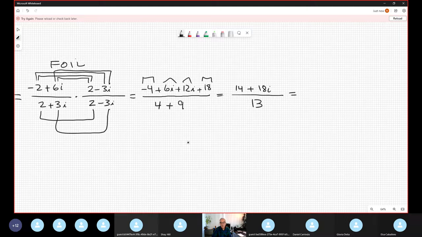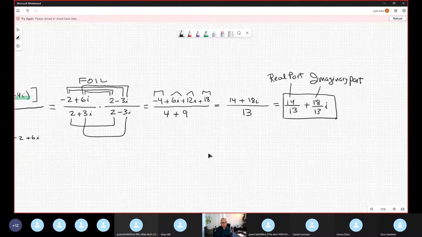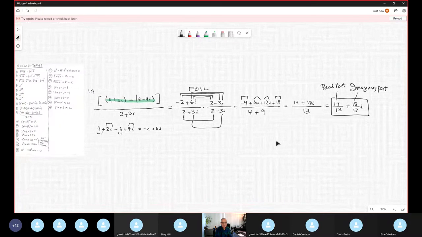Almost finished, because the only thing you should do is split this common denominator: 14 over 13 plus 18 over 13i. And this is my answer expressed in nice, elegant standard form. This is the real part, and this is the imaginary part, and this is the complex number together. Any question? What part is confusing? What part don't you understand very well? Everything is clear? Okay.